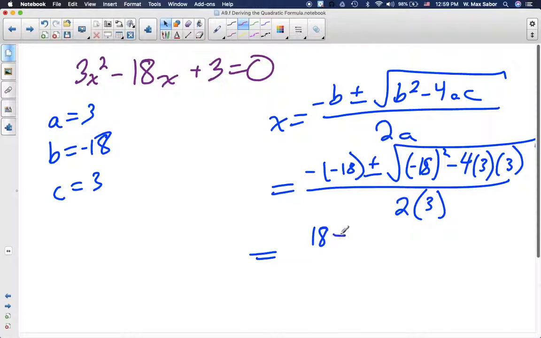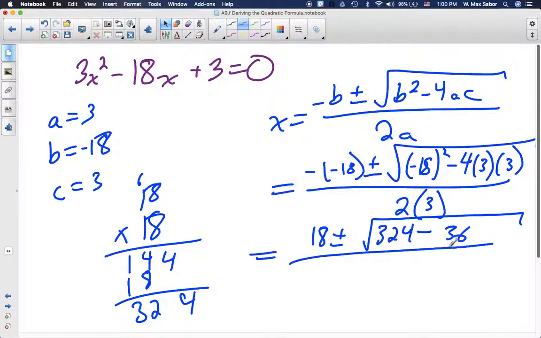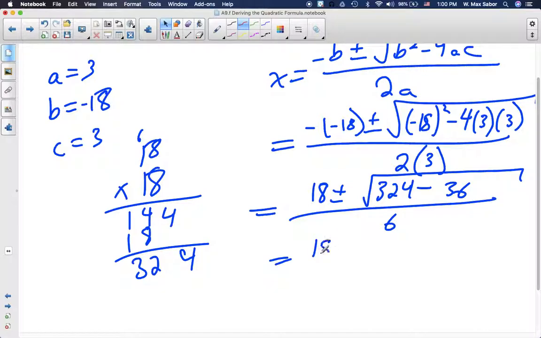So positive 18. 18 times 18 is, I think, 324. Let me just double check. Carry the 6. 8 times 1 is 8, plus 16, 6 is 14. 4, 2, 3. Yep, 324. Minus 9 times 4 is 36. Over 6. Okay, this will have a solution. It'll have two solutions, in fact.